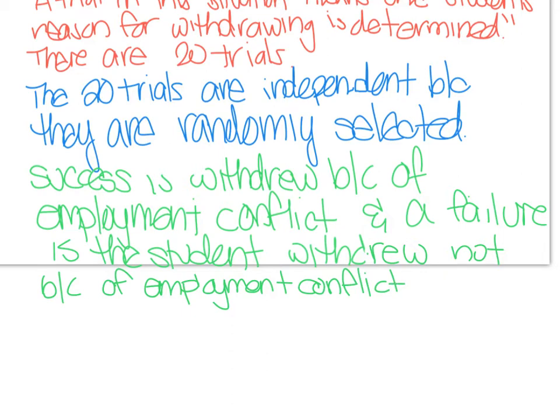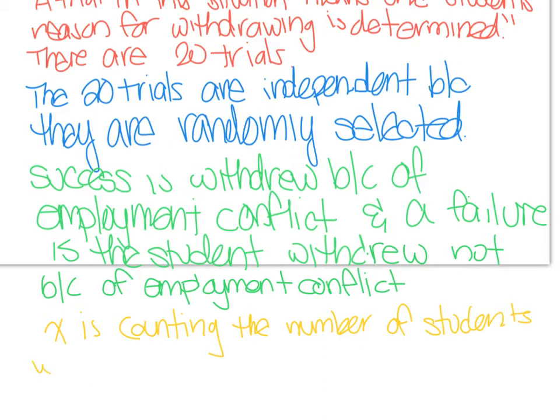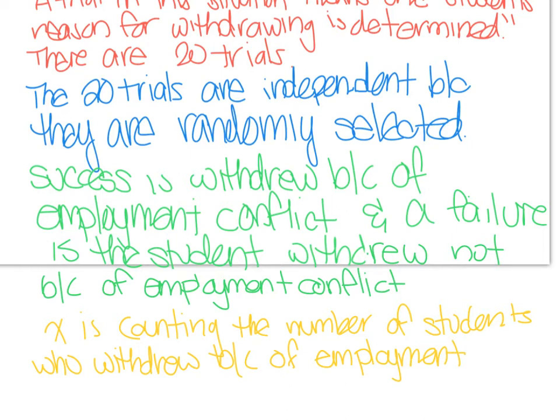And then your last thing that we have to look at is X counting the number of successes. So yes, X is counting the number of students who withdrew because of employment. And that is the number of successes.